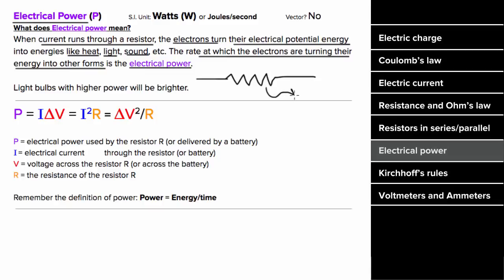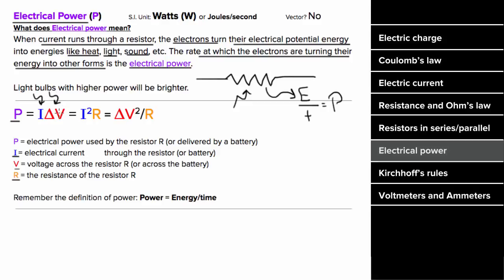In other words, the amount of energy converted into heat divided by the time it took to convert that energy is the definition of the power. And there's a way to determine this number of joules per second in terms of quantities like the current, the voltage, and the resistance. The power used by a resistor can be written as the current through that resistor multiplied by the voltage across that resistor.